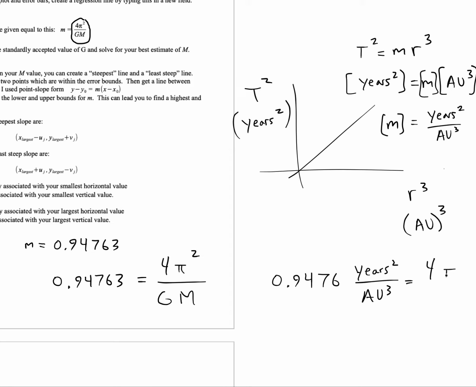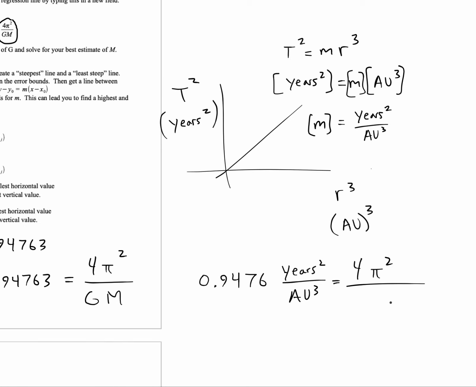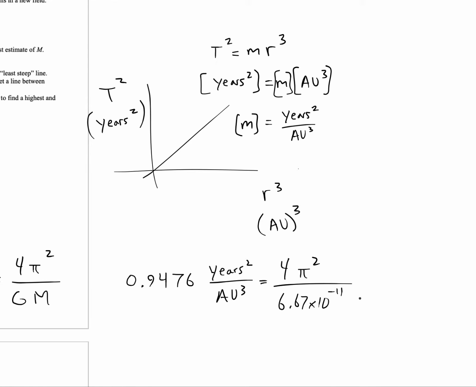Then we'll do equals 4 pi squared over g, which is 6.67 times 10 to the minus 11. But here's an interesting problem: the units of that are going to be newton meters squared per kilogram squared. So we're going to want to do some conversion here to really find M in kilograms.